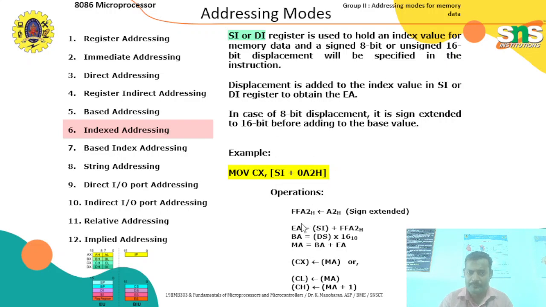Look at this example, FFA2. Actually A2 is the data, so the sign-extended data will be FFA2. Look at this effective address. We are taking SI plus this sign-extended data, that is FFA2, which will be added. So the physical address will be equal to the data segment times 16 plus this effective address. From that location, content will be moved to CX. That indicates the content present in the location will be moved to CL and the next location content will be moved to the CH register.